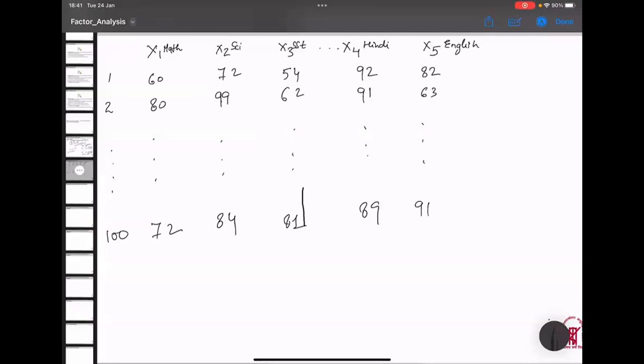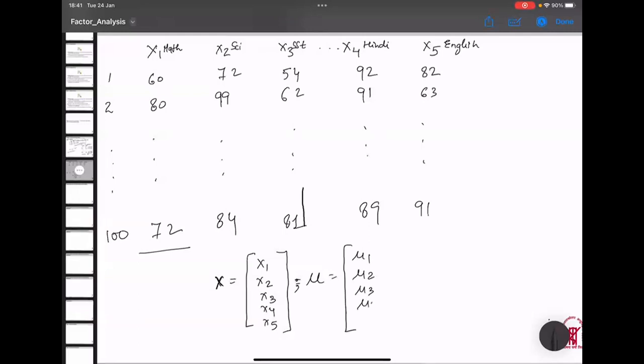Now what I'm trying to say is that this data set X is composed of five variables, as I discussed in the previous slide: X1, X2, X3, X4, X5, which are mathematics marks, science marks, social studies marks, Hindi marks, and English marks. Now what is the mean vector? If you take the mean of mathematics marks, add all these and divide by 100, it is represented by mu1, mu2, mu3, mu4, and mu5. So it can be summarized as the mean vector mu.